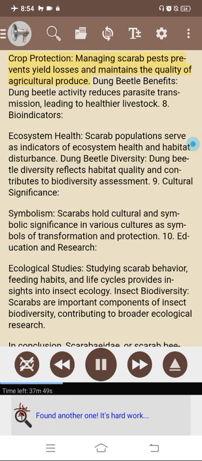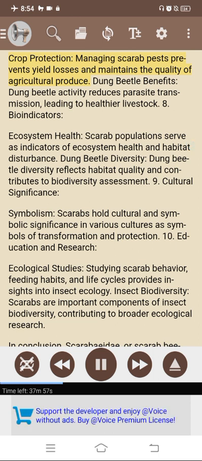7. Agricultural productivity. Crop protection. Managing scarab pests prevents yield losses and maintains the quality of agricultural produce. Dung beetle benefits. Dung beetle activity reduces parasite transmission, leading to healthier livestock. 8. Bioindicators. Ecosystem health. Scarab populations serve as indicators of ecosystem health and habitat disturbance. Dung beetle diversity. Dung beetle diversity reflects habitat quality and contributes to biodiversity assessment.